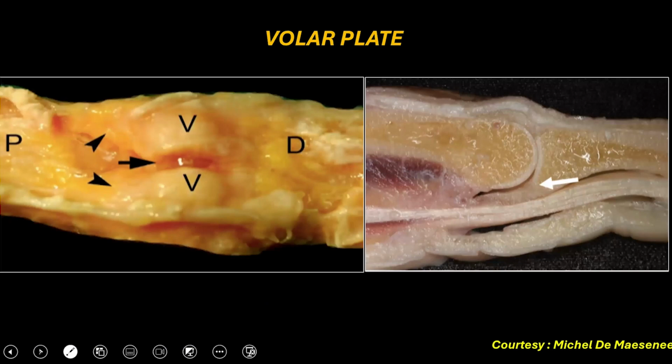Now, on the left, we have the gross picture of the palmar plate. This palmar plate is a fibrocartilaginous structure like the menisci. It is indented, or there is a cleft in between in the volar aspect to allow the flexor tendons to pass through. As I said, proximally, it has got a very loose attachment. This is called the check rein ligament, and distally, it has got a very tight attachment to the middle phalanx. And that's the gross anatomical picture showing the volar plate.